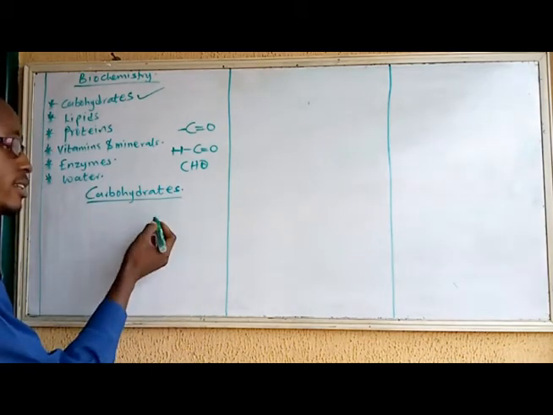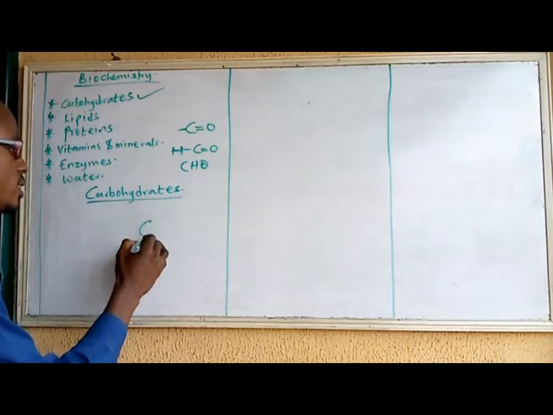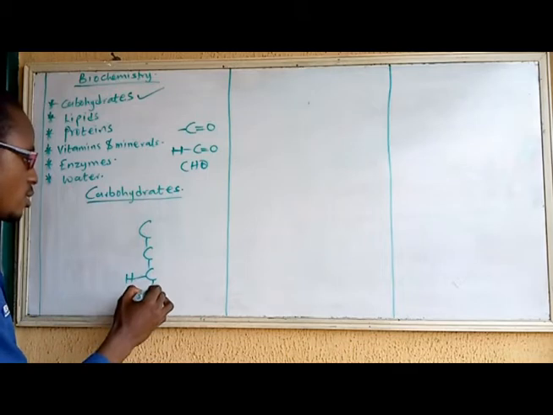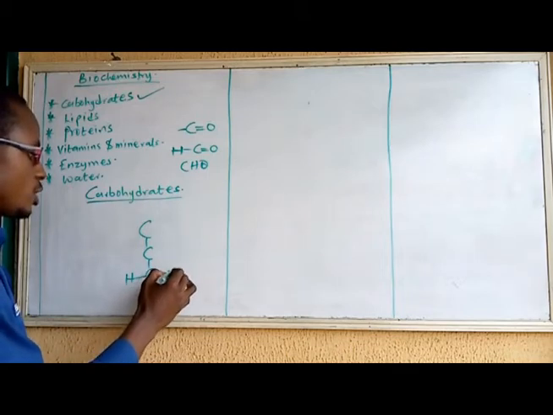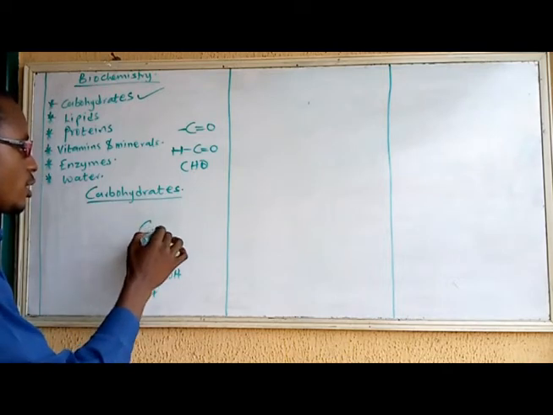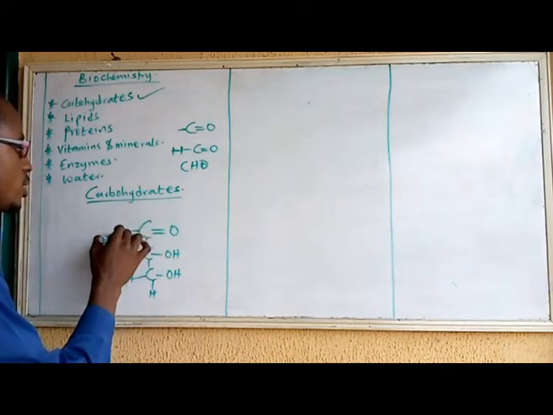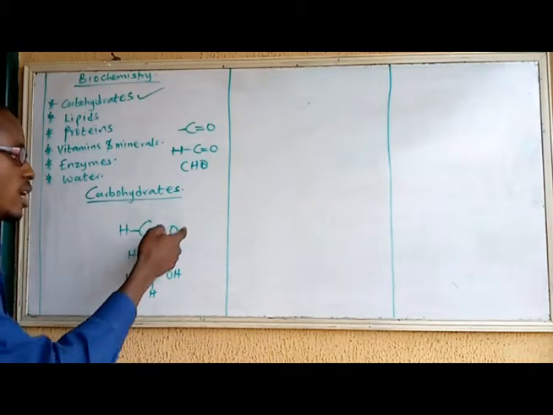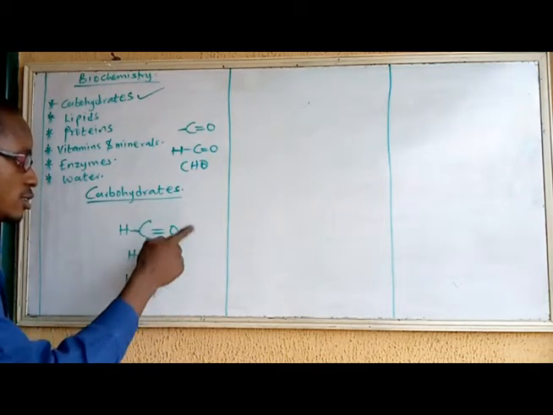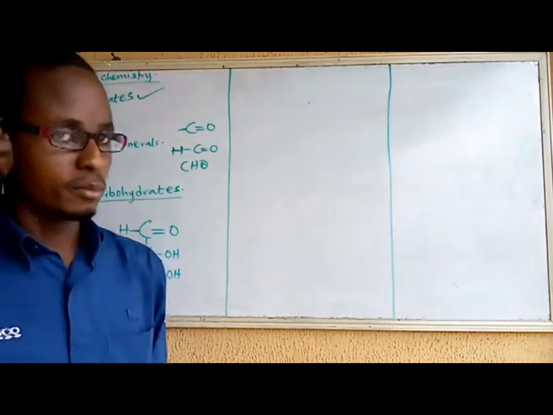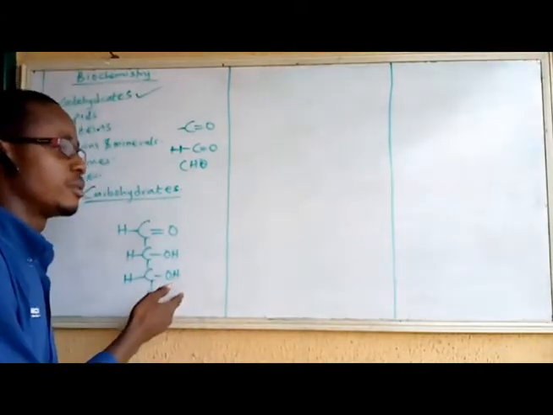glyceraldehyde. Let's look at glyceraldehyde. If I have C, H, OH, H, then C, O, H. This is glyceraldehyde. So it's also a carbohydrate. It has the carbon chain connected to the aldehyde group, and this particular carbon is connected to a hydroxyl group. They are surrounded with hydroxyl groups.